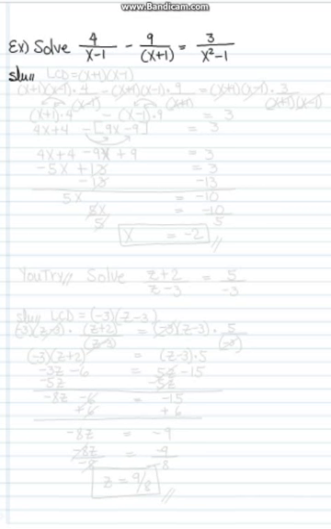So the first thing we're going to do is eliminate the fractions by multiplying both sides of this equation by the least common denominator. The first denominator is x minus 1, the second is x plus 1, and the last denominator on the other side, when you factor it, is x plus 1 times x minus 1. Thus, the LCD is equal to x plus 1 times x minus 1.